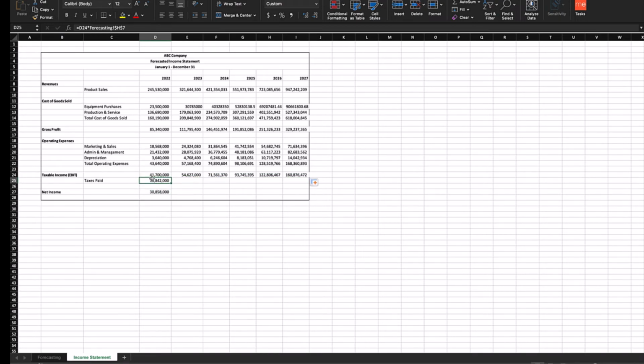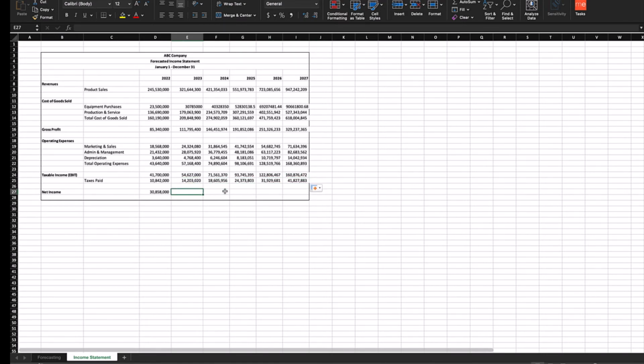Now we could use this one right here, but essentially all that's happening here is we're getting a taxes paid. So this is based on 26% from the other sheet. So our corporate tax rate is 26%. So we can take Ebit times 26% and we'll get 14 million for taxes. And we can do this all the way across.